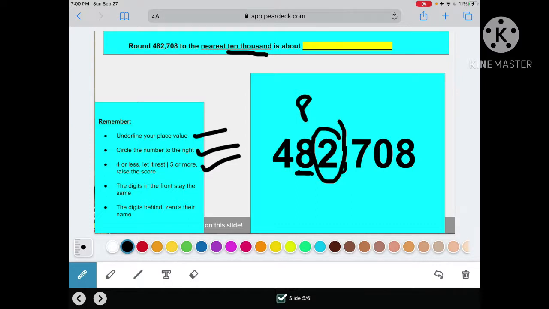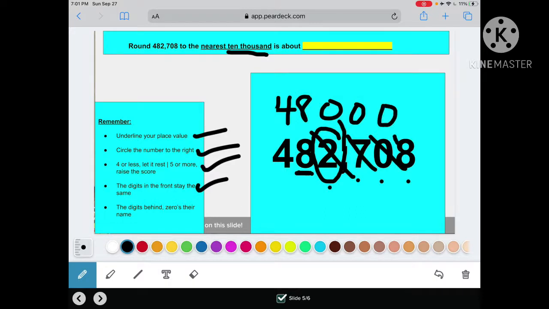The digits in the front stay the same. So that means I'm bringing my 4 right up. It stays a 4. The digits behind zeros their name. So what is my 7, my 0, and my 8 turning into? And my 2. Silly Miss Turner. Yeah, they all turn into zeros. So my 2 turns into a 0, my 7 turns into a 0, my 0 turns into a 0, and my 8 turns into a 0. Don't forget your comma. So 482,708 rounded to the nearest 10,000 is about 480,000.